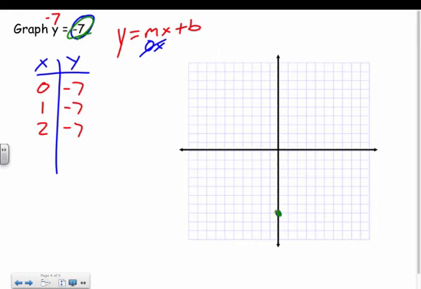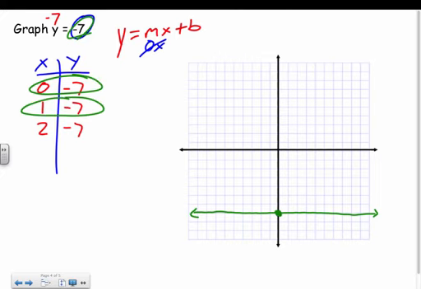And I wouldn't draw a vertical line in here. I'm not going to just draw a line on my y-axis. It's a horizontal line right at negative 7. And if I look at my points, 0, negative 7, 1, negative 7, 2, negative 7, those are all in that graph I just drew. So anytime it's y equals something, I should get a horizontal line at that spot on the y-axis.